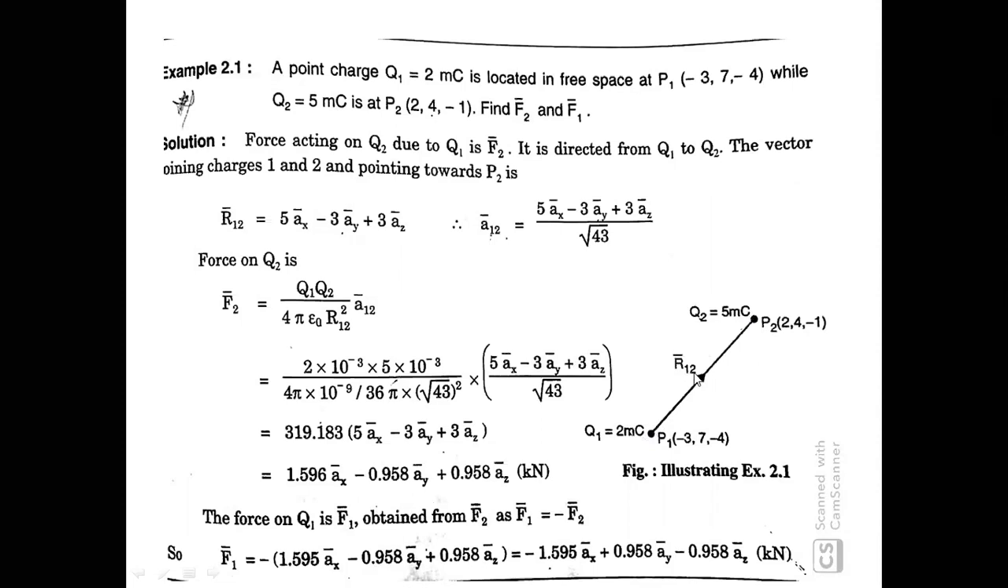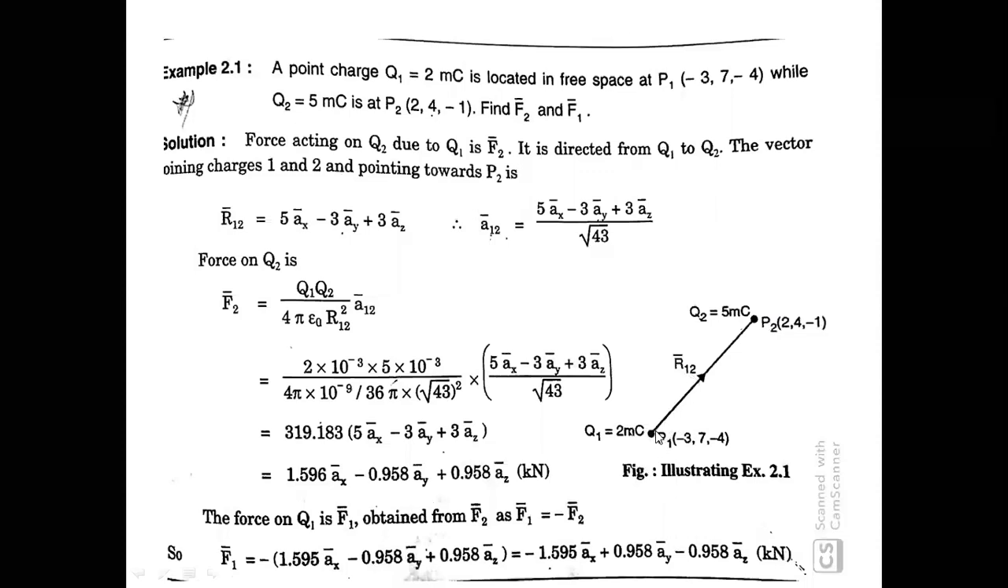Then how do you calculate this vector? Can anyone tell me? Be fast. It is P2 minus P1. Yes, P2 minus P1: end point minus start point. Are you getting? It is 1,2.